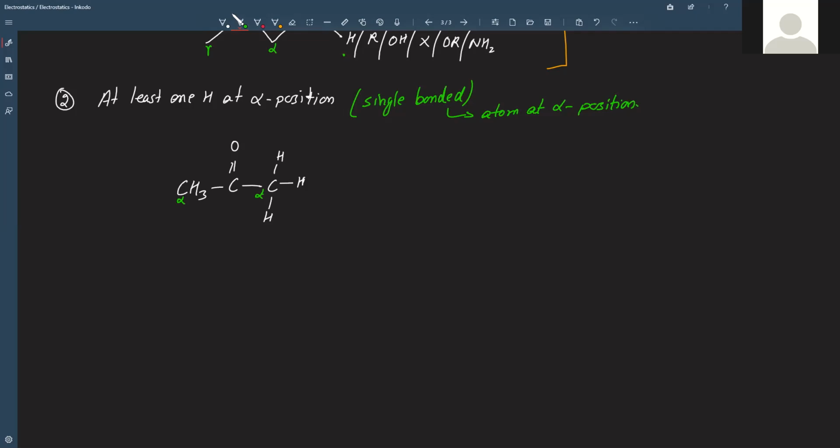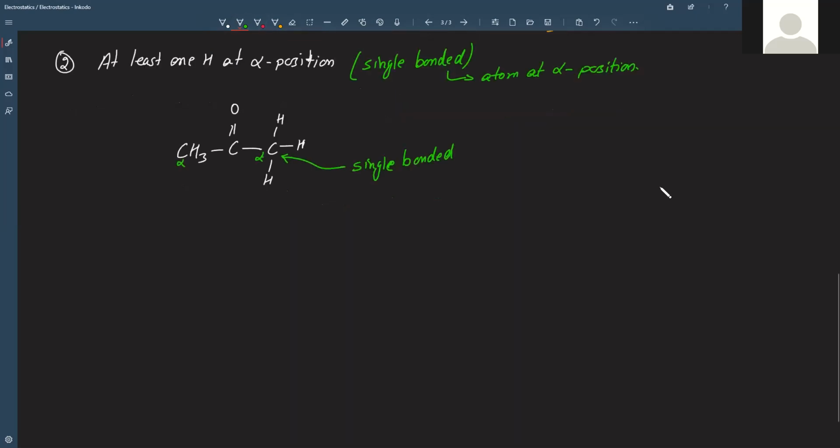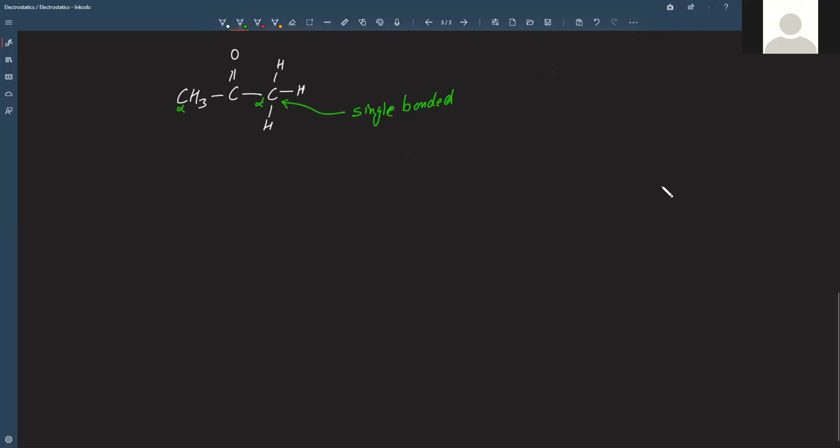Right? And so what do we see here? This carbon is actually a single bonded carbon. So when we say single bond, we actually mean that this atom at alpha position should have all single bonds. So this is a candidate for that. If there is no single bond, then that won't be applicable. Now let's move to the third condition.